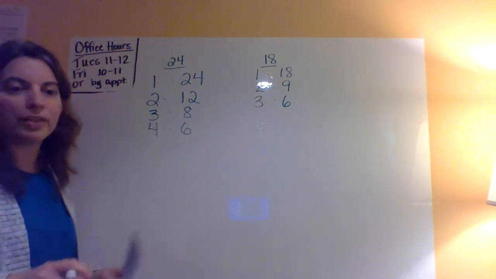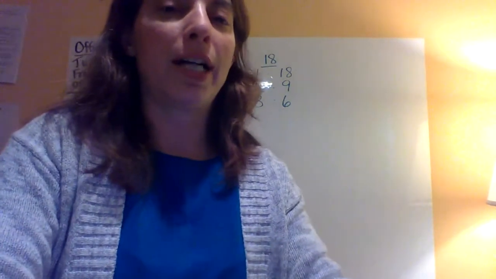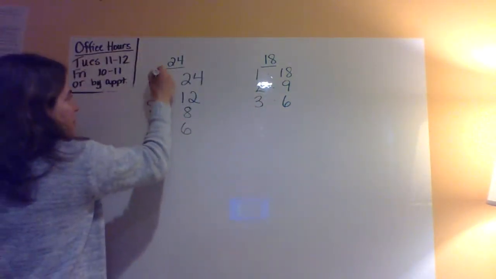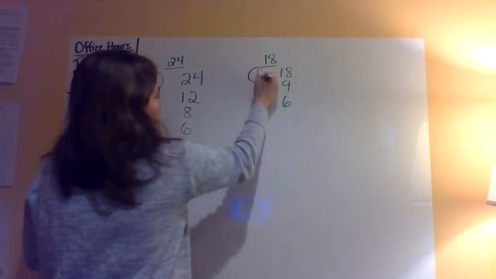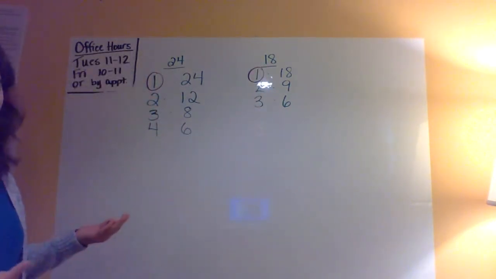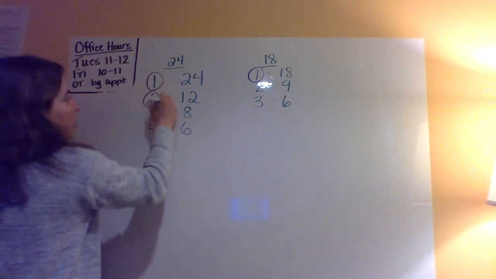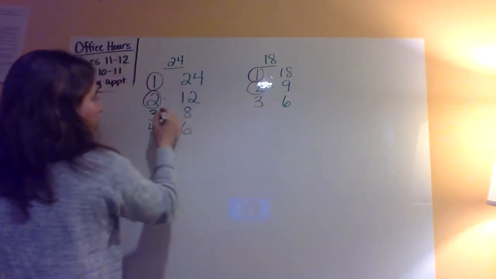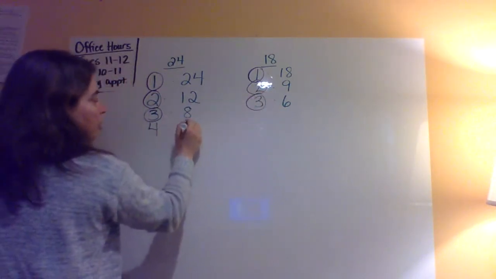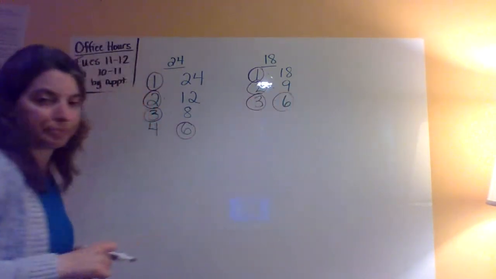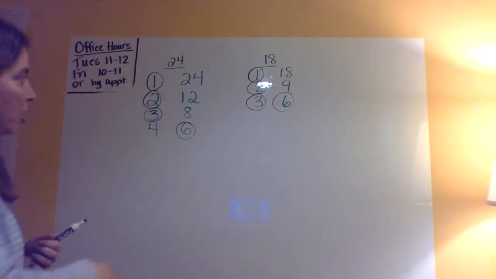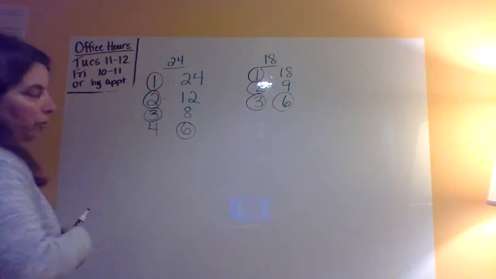So now I want to look and see which ones are common to those two numbers. What factors do they have in common? Well, they both have 1 as a factor, which actually every number has 1 as a factor. They both have 2 as a factor, they both have 3 as a factor, and they both have 6 as a factor. So for part C, it says list all of the common factors. So we would have 1, 2, 3, and 6.